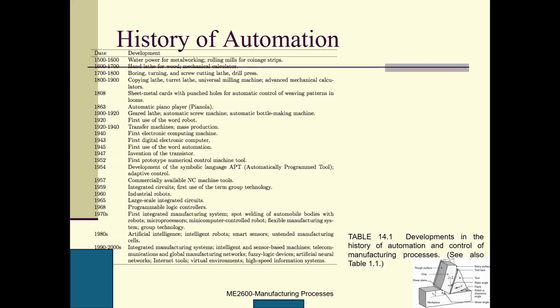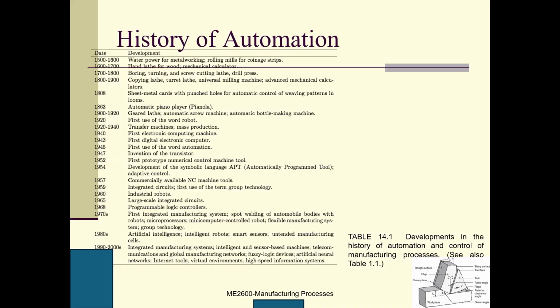And the first prototype numerical control machine is 1952. 1952 is the time of World War II, right? So the development of symbolic language, APT. This NC machine becomes commercially available in 1957. After that, because electronic technologies are growing very, very fast, we have these integrated circuits, then industrial robots, large-scale integrated circuits, and PLC. 1968, our first PLC appears.